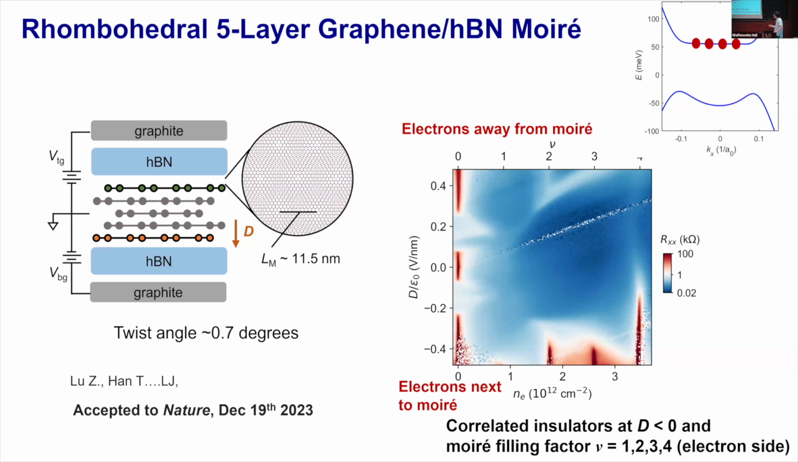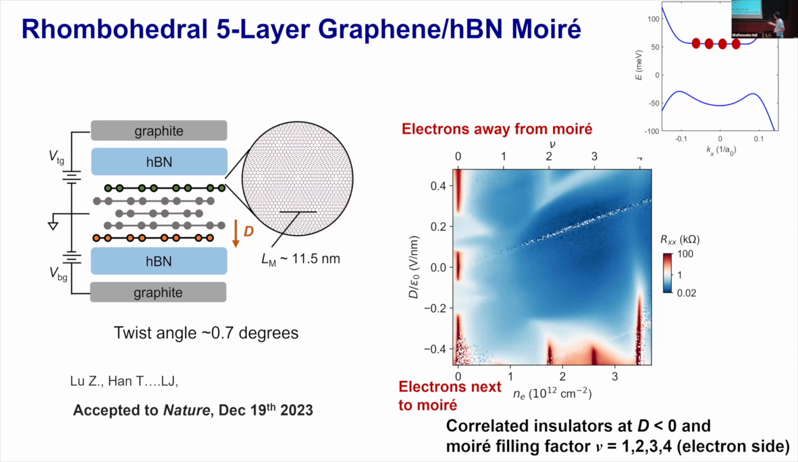And if you change the sign of your displacement field, you're polarizing your electrons to the layer that's away from the Moiré. First of all, you don't really see those insulating states at the integer fillings. That tells you the Moiré potential is much weaker than on this side, but it's still not topological yet, right? There's no vanishing Rxx.